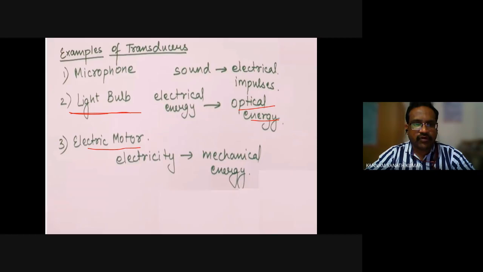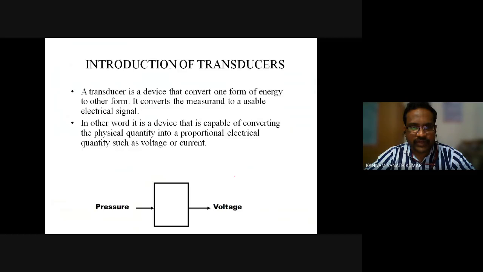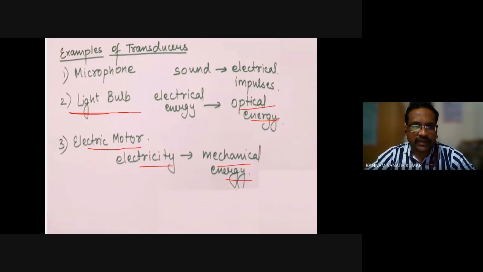Similarly, there is the electric motor. The electric motor converts electricity to mechanical energy, which means it will rotate. You give the electricity and it converts it into mechanical energy. These are some examples of transducers, so you now have an idea what a transducer is.